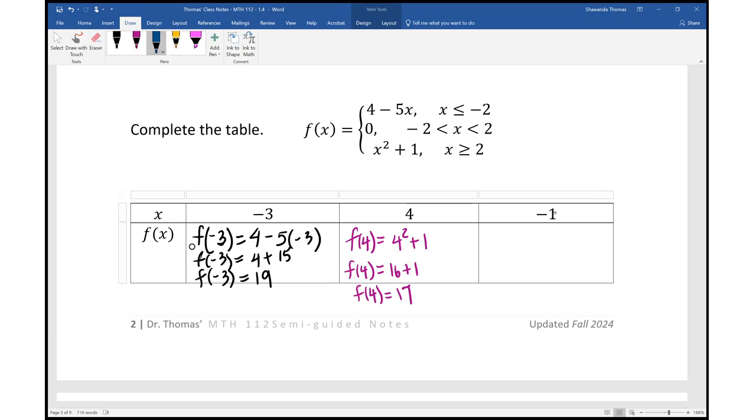All right, here we have -1. -1 is a number that is between -2 and 2 on the number line. Therefore, our f of -1 is simply equal to 0.